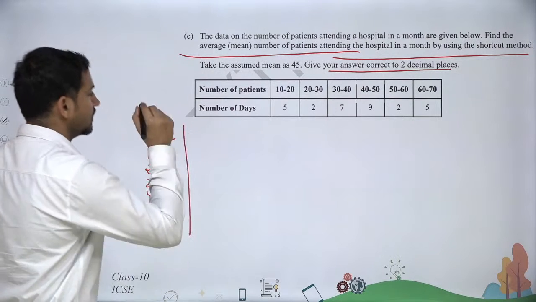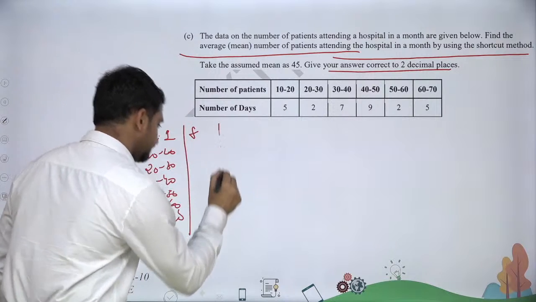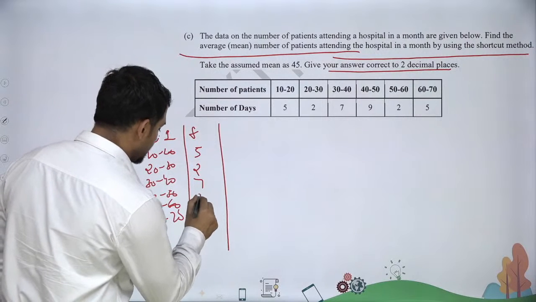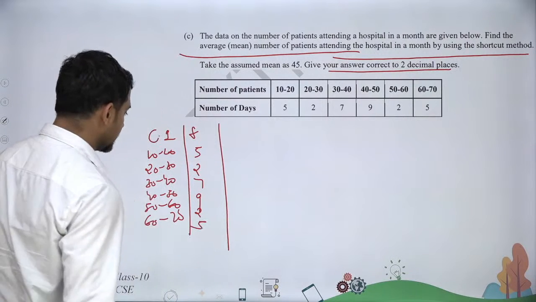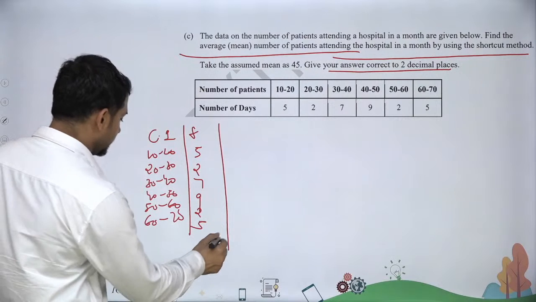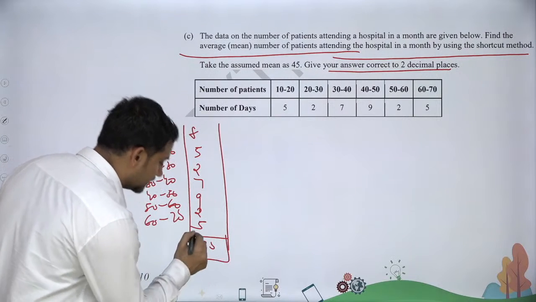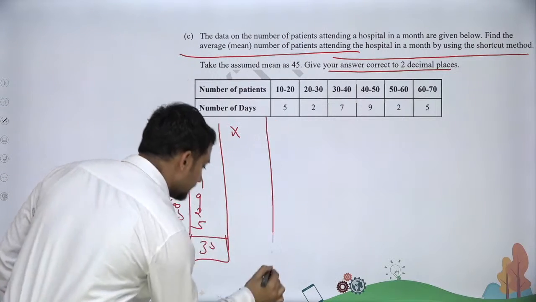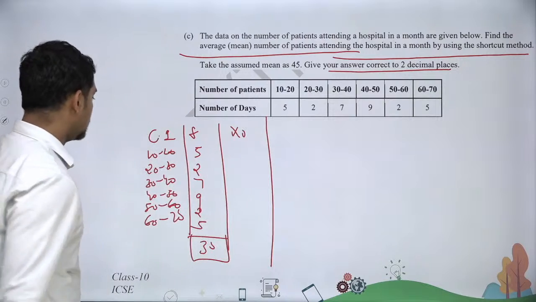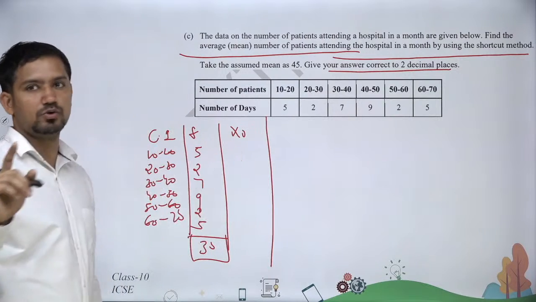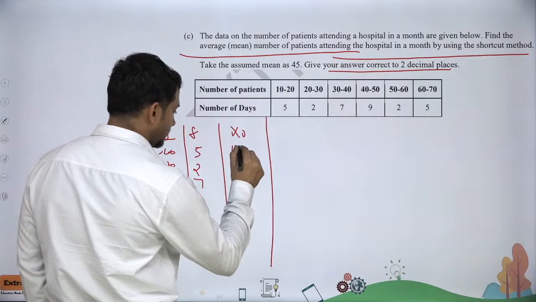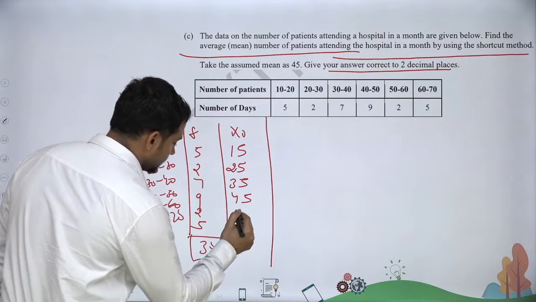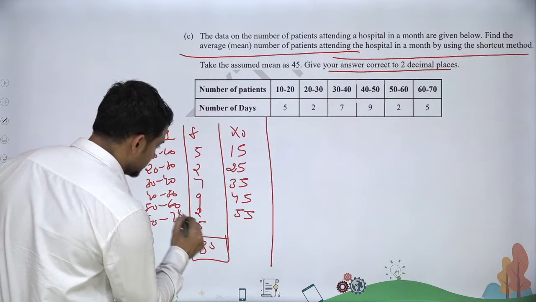Now, after that, fi, what will the frequency be? The frequency is 5, 2, 7, 9, 2 and then 5. Okay. 7, 7, 14, 14 and 7, 21 is equal to 30. This is equal to 30. Got it? Now, after that, what is xi? First of all, we have to find xi. Okay. This is 10, 20. The xi is 10 plus 20 divided by 2, which is equal to 15. 15, 25. This is equal to 35. This is equal to 45. This is equal to 55. And last, it is equal to 65.